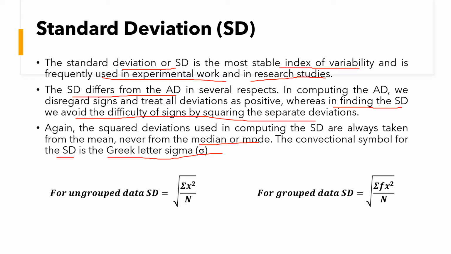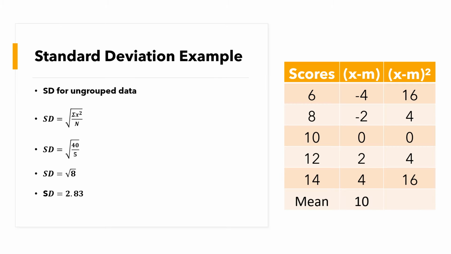There are two formulas. The first formula is for ungrouped data: sigma x square divided by n, where x means the deviation between the mean and our observed score. The second formula, for grouped data, is sigma fx square divided by n. If we take an example for ungrouped data, the formula is the square root of sigma x square divided by n.